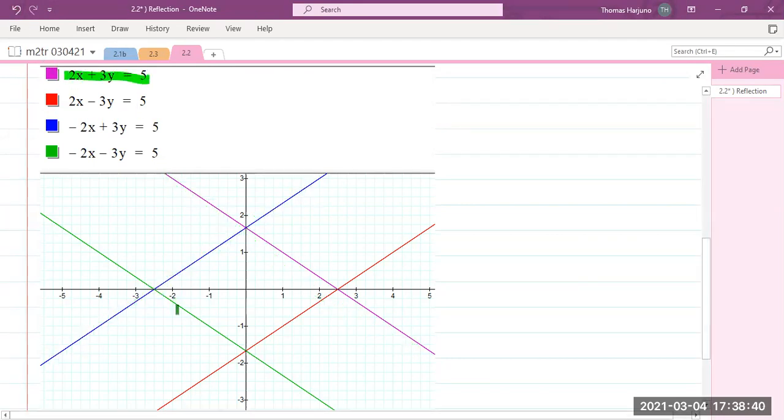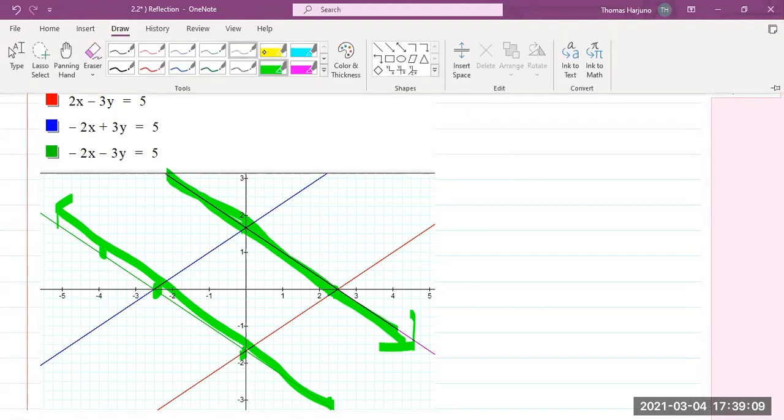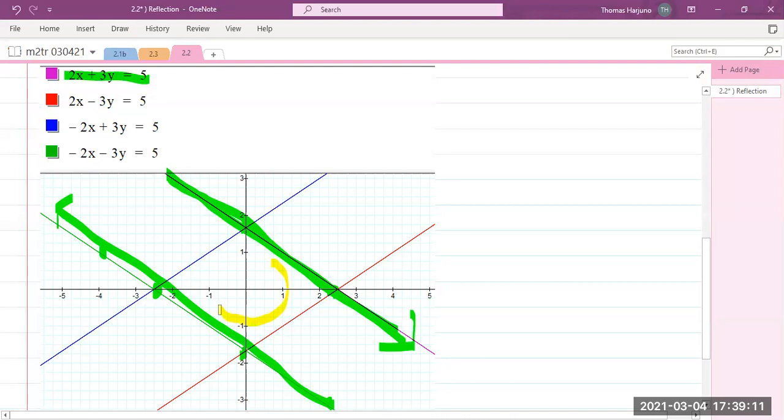And reflecting that purple line with respect to the origin, this guy becomes somewhere here, this guy becomes somewhere there. This guy becomes here, this guy becomes here. So as this goes that way, the reflection will go that way. We also say that reflection with respect to the origin is the same as rotating 180 degrees with respect to the origin. So that's also a 180-degree rotation.